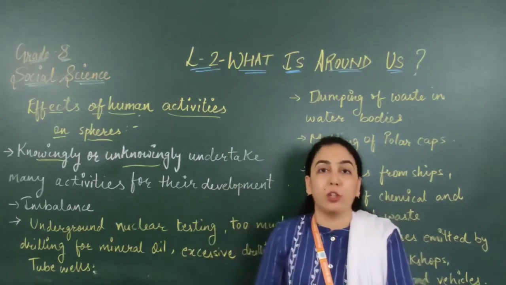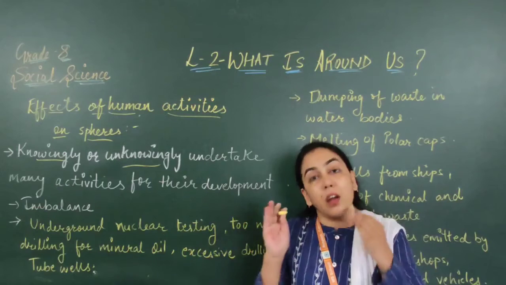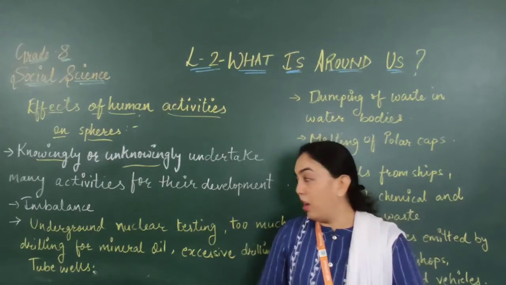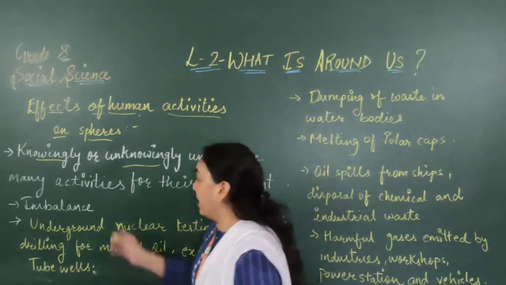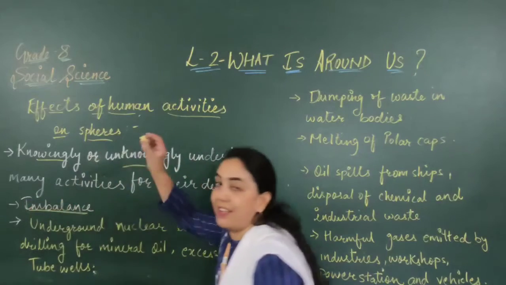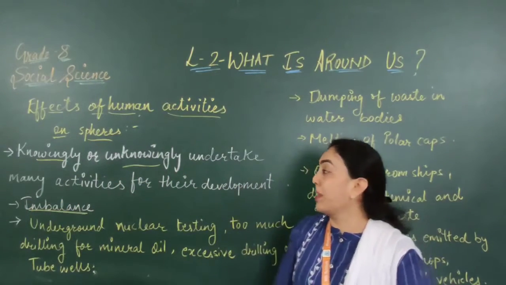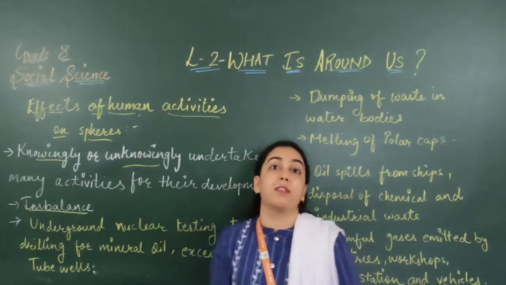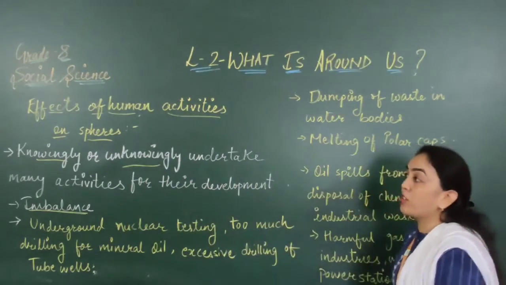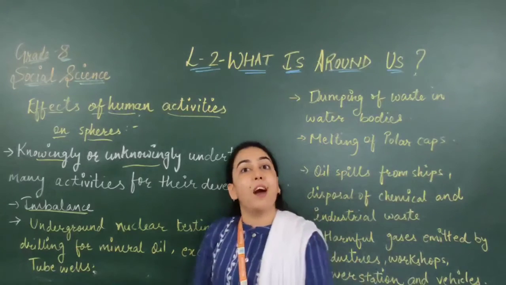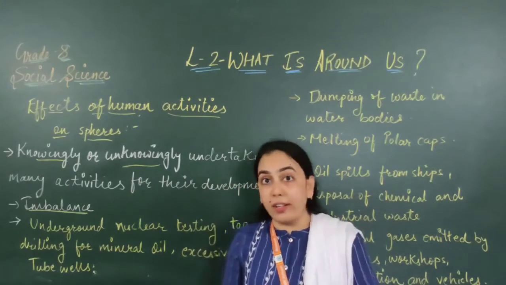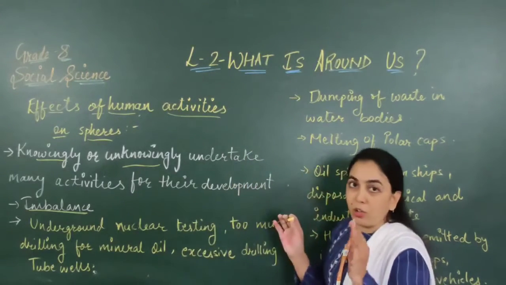मतलब नुकसान पहुंचाते हैं हमारे तीनों बायोस्फीयर, चारों स्फीयर्स को. Okay, so first of all, all these things create imbalance. We can say all these activities done by human beings create imbalance in the spheres, and in this way our spheres are getting disturbed, they are getting threatened. Next, what are those activities?